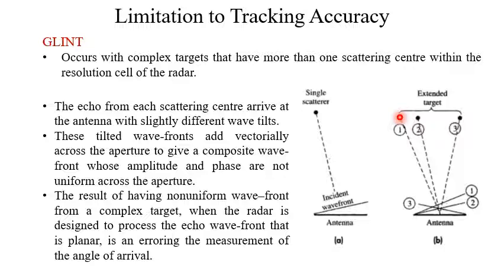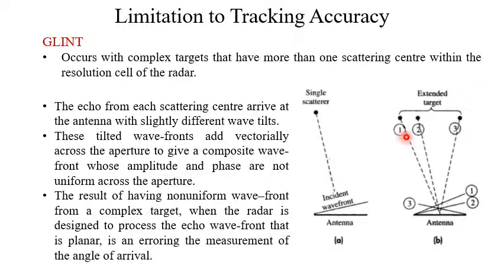So one portion of the target producing this simple scatterer and corresponding wavefront is this one. Similarly, from simple scatterer 2, corresponding wavefront is say this one, and for single scatterer 3, the wavefront is this one. So each scatterer will produce its own wavefront, which is tilted to one another.